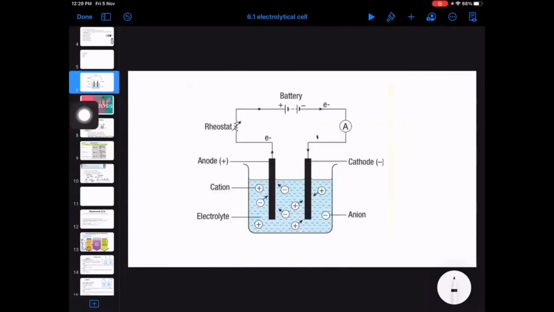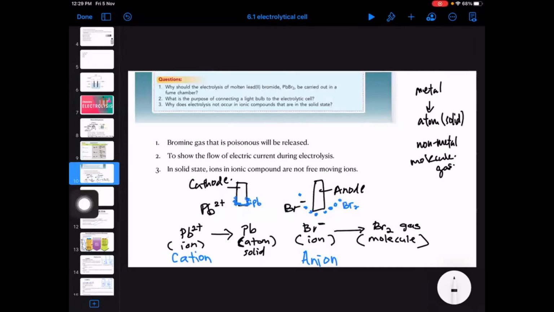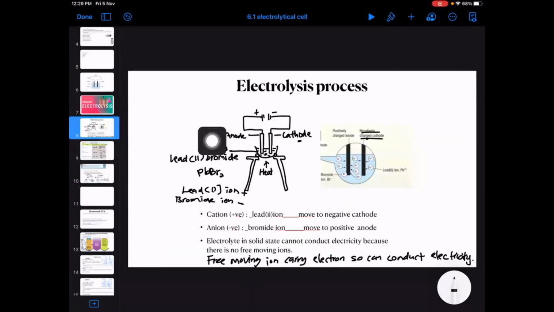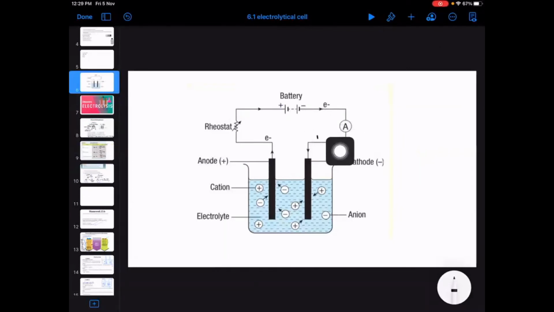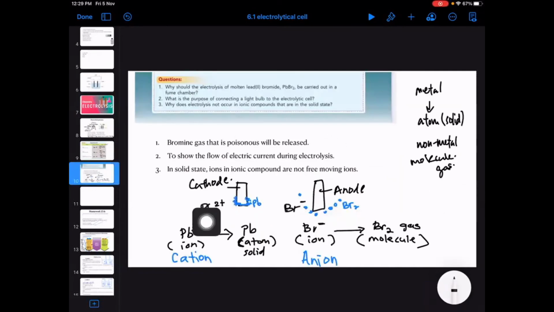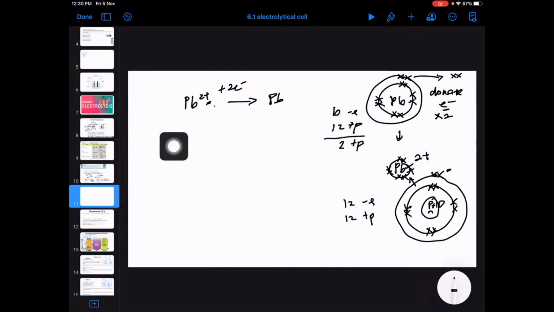Remember when the electric current starts to flow, the electron flows to the cathode and also flows to the anode. So this electron comes from the battery. So look at here, cathode. You see, the electron flows like that. The electron will flow from the negative side of the battery to the cathode, and when it goes to the cathode, the lead 2 plus ion gets these 2 electrons and comes back to atom.